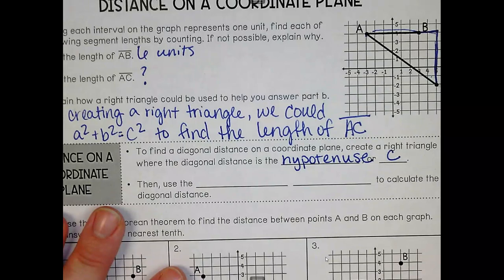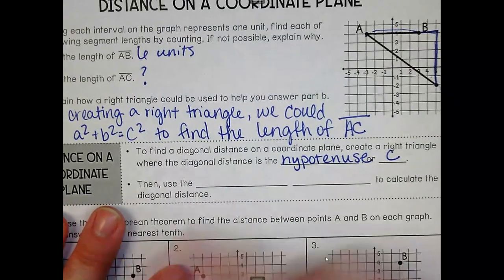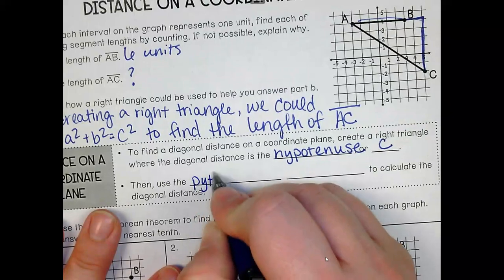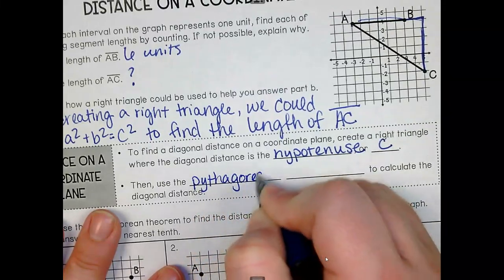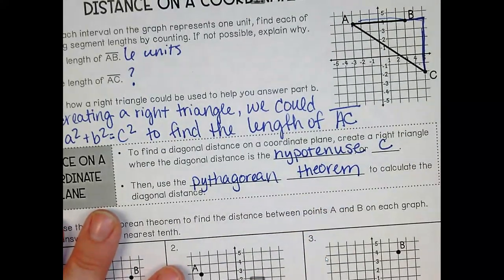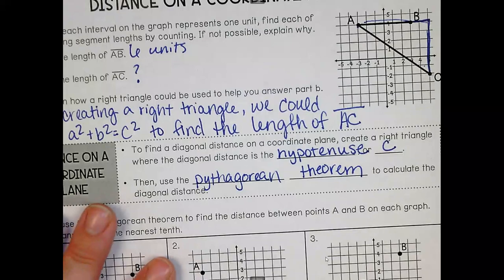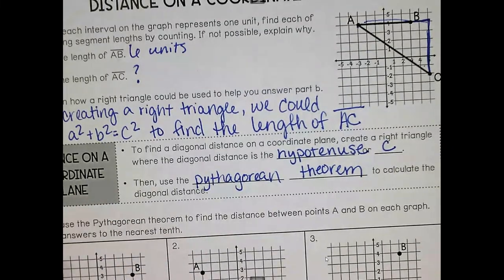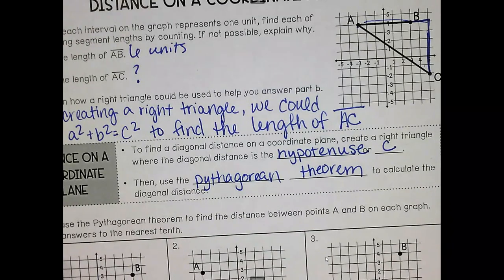All right, so it says to find a diagonal distance on a coordinate plane, create a right triangle where the diagonal distance is the hypotenuse, or C. So then use the Pythagorean theorem to calculate the diagonal distance. Okay, so if you look, it says in 1 through 3, use the Pythagorean theorem to find the distance between points A and B on each graph, round to the nearest tenth.